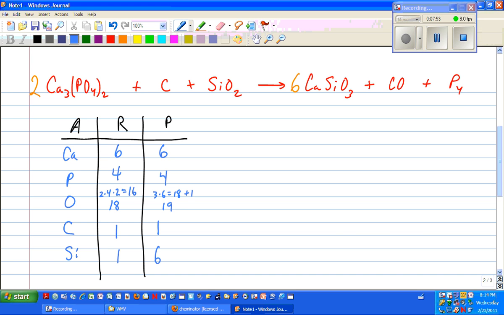I guess my silicons are going to get fixed next. So let's go ahead and fix those. I've got 1 here, 6 here. What times 1 gives me 6? The answer is 6. That will affect my silicon and my oxygen on the reactant side. Let's go ahead and recount. 6 times 1 gives me 6 silicons. 6 times 2 gives me 12 oxygens, plus another 2 times 4 times 2. That's 8 times 2 is 16 oxygens for my calcium phosphate. Grand total of 28 oxygens.